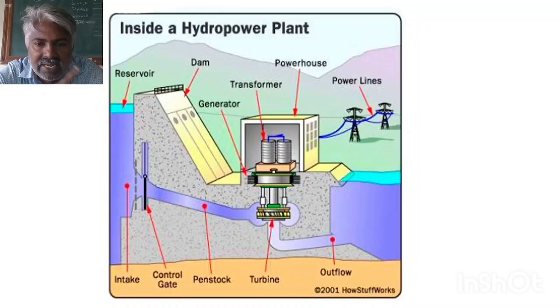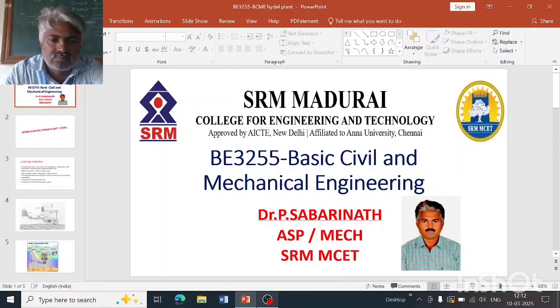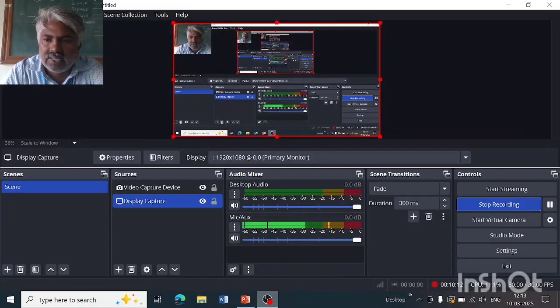It will rotate the vertical shaft. The vertical shaft is connected to a generator. So in the generator, electricity is produced, and that power is transformed using a transformer. All the setup is available in the powerhouse. So from the powerhouse, the transformed power is transmitted through the power lines to the domestic applications. The remaining water goes out from the turbine to the draft tube as outflow, and it goes to the irrigation purpose or drinking water purpose. So this is the working principle of hydroelectric power plants.